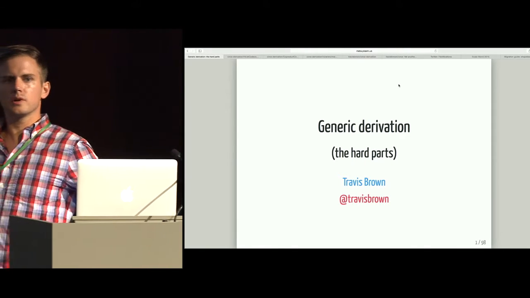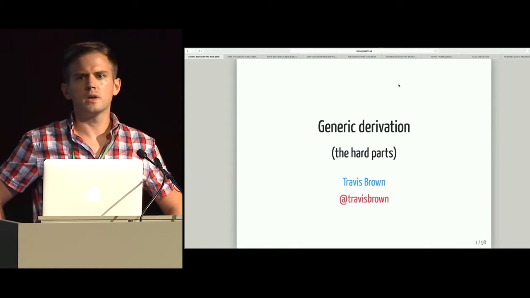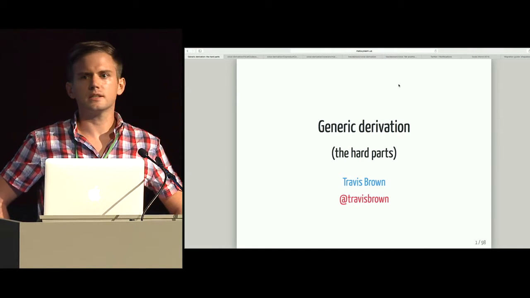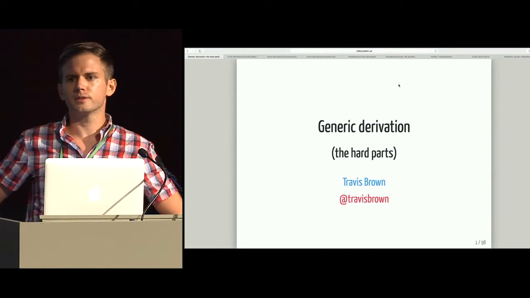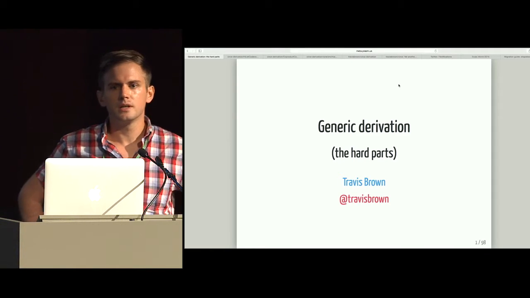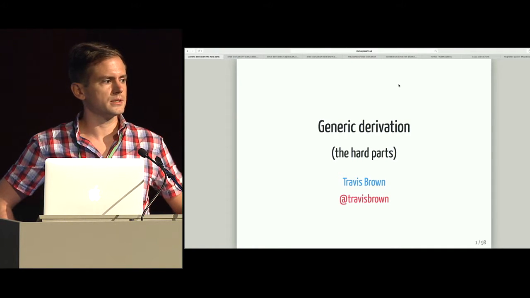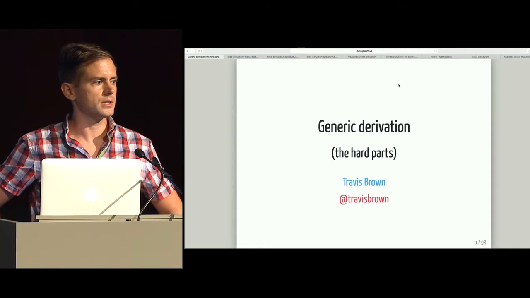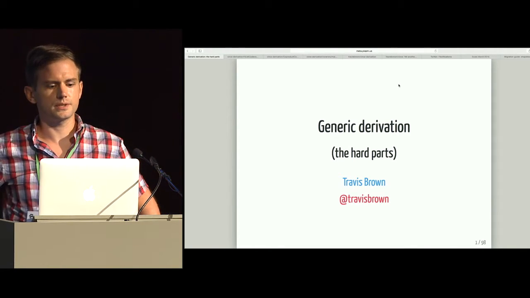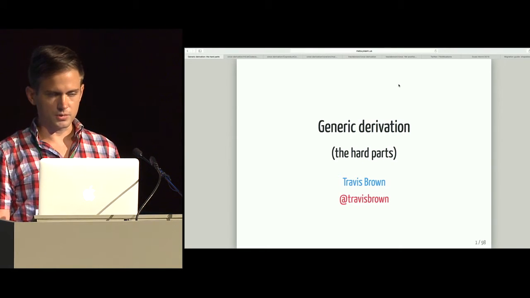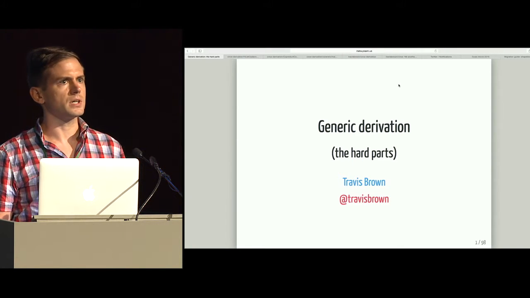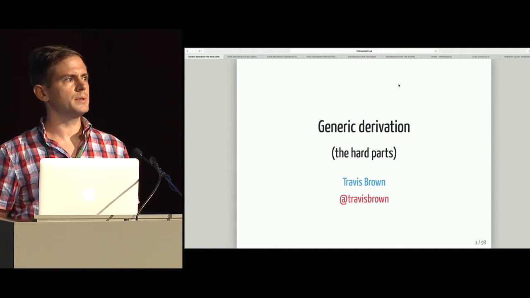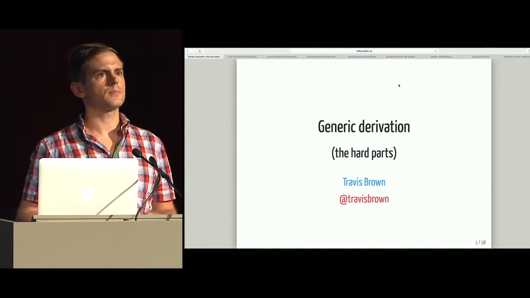Okay, so we'll go ahead and get started. My name is Travis Brown. I want to thank John for inviting me here to talk about the Circe project and specifically about the generic type class instance derivation that we have in Circe, which is one of the parts of the library that I'm most excited about. Before we get started, how many people here have heard of Circe?